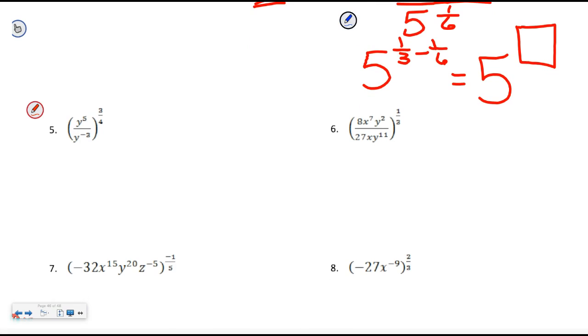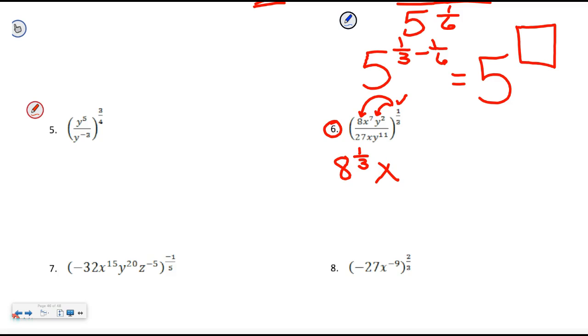Number 8. There's 8. Let's do 6. Let's stick with the evens. They seem to be going just fine for me. So when I have an exponent outside of a chunk of parentheses, what I do is I go raise everything in it to the 1/3 power. So I would do 8 to the 1/3. Then I would do x to the 7th to the 1/3.